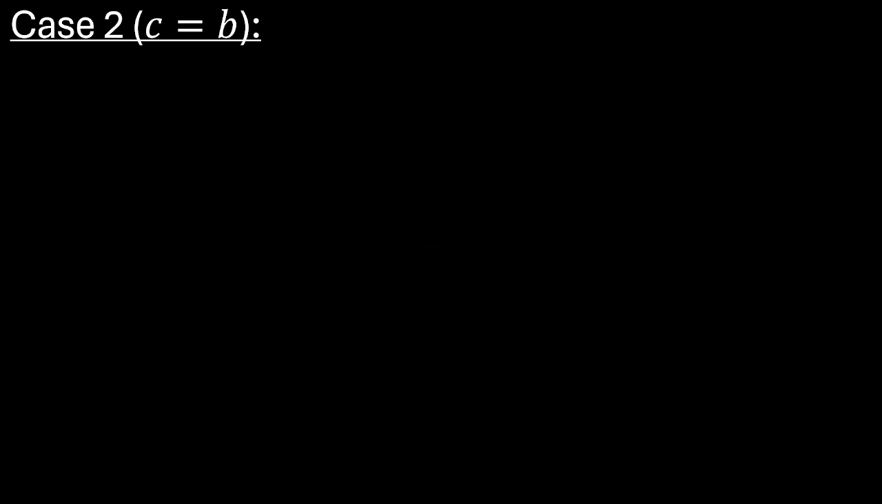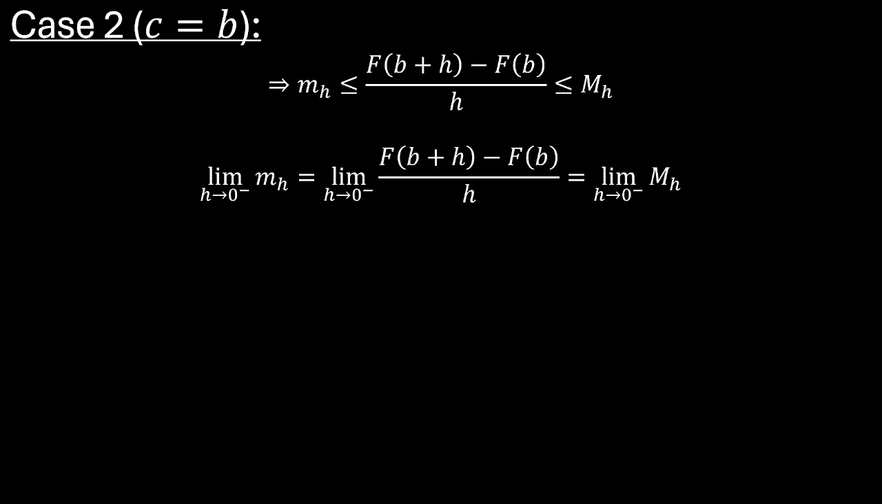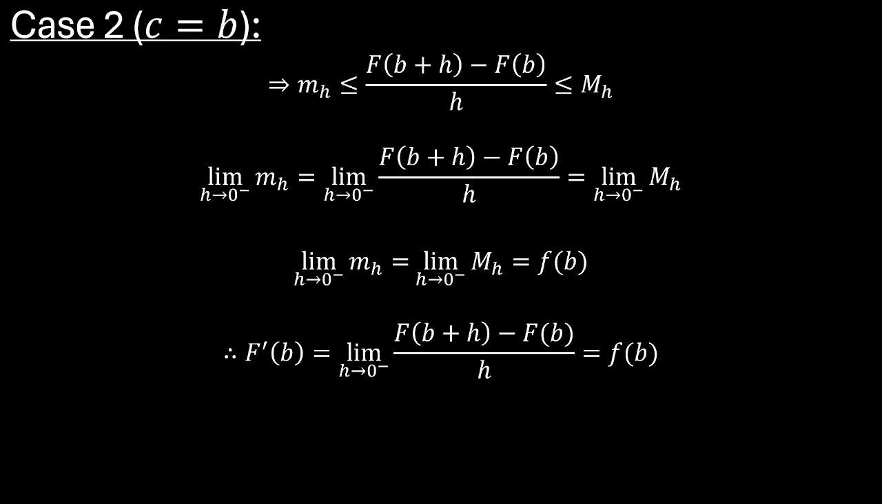So now what we do is we divide both sides by h, but since h is less than 0, this flips the inequality sign again. So this gives us lower mh is less than or equal to that fraction there, which is less than or equal to capital mh. So now if we apply the limits again, because of squeeze theorem, and we recall that the limit as h approaches 0 from the left of lower mh is the same as the limit as h approaches 0 from the left of capital mh, which is equal to f(b). So because of squeeze theorem, this gives us that the derivative of capital F(b) is equal to lower f(b). So that's case 2 done.